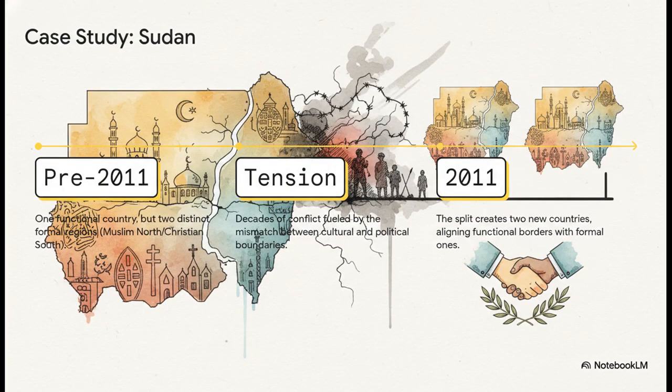And if you want a tragic but powerful example of how this can play out, just look at the history of Sudan. Before 2011, it was one single country, one functional region. But inside that border were two very different formal regions, a mostly Muslim north and a mostly Christian south. That deep mismatch fueled decades of brutal conflict, and ultimately it led to the country literally splitting in half in 2011, creating South Sudan. That was an attempt to redraw the functional map to finally match the formal cultural one.